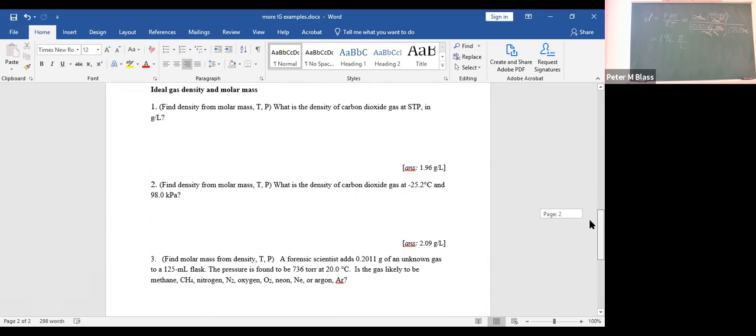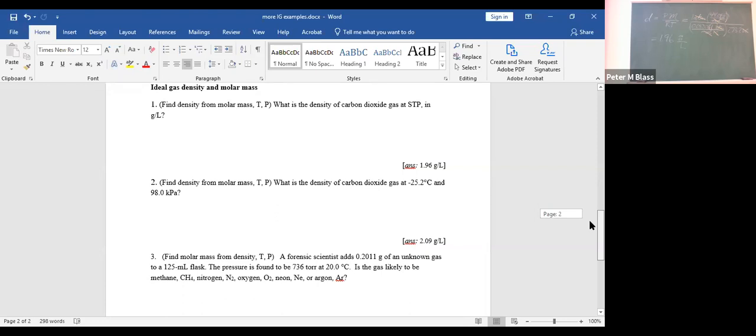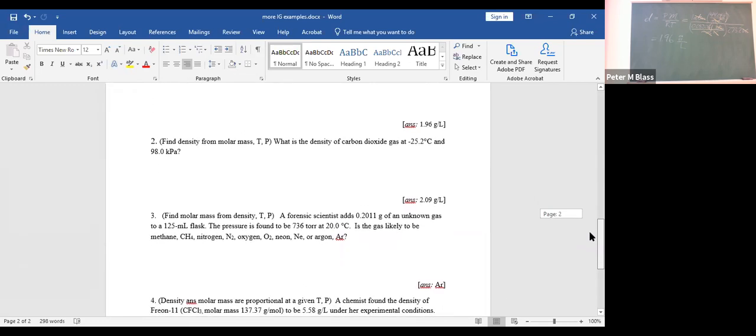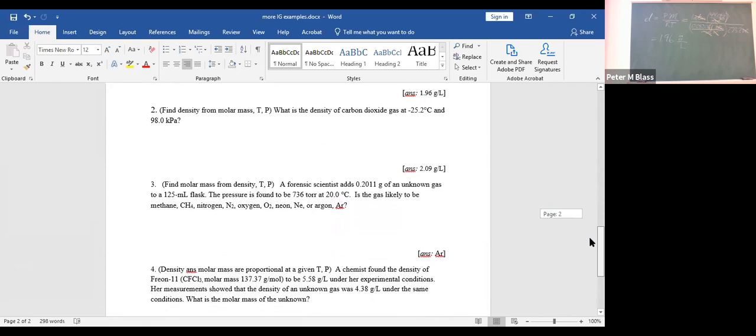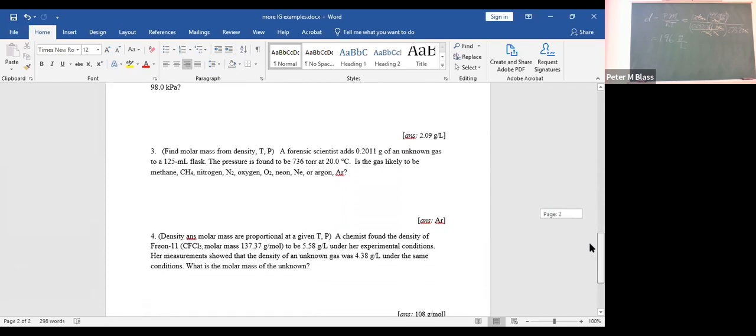But in principle, not a very different problem at all, just some unit conversions you have to do there. So I'm going to leave that up to you. You should be able to get the 2.09 grams per liter out of that. You do some conversions and do exactly what we just did in problem 1. How about this one? It's the other way around. Find the molar mass from density and temperature pressure.